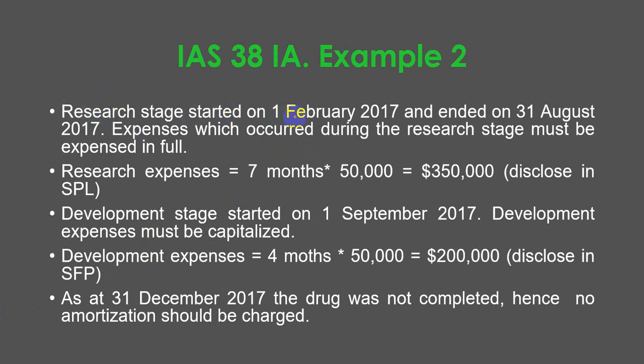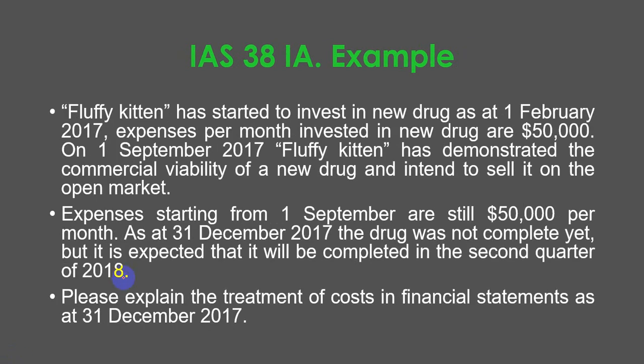Research stage started on 1st February 2017 and ended on 31st August 2017. As you can see here, we know that investment in the new drug started on 1st February, and on 1st September Fluffy Kitten has demonstrated the commercial viability of the new drug. So that is why the research stage is from 1st February 2017 till 31st August 2017. Starting from 1st September 2017, it is a development phase.